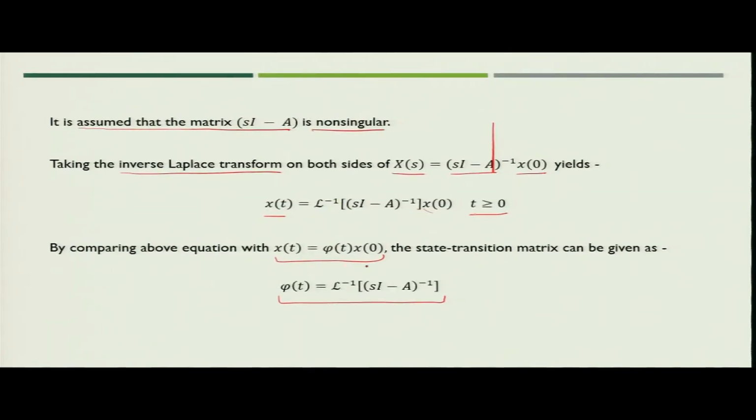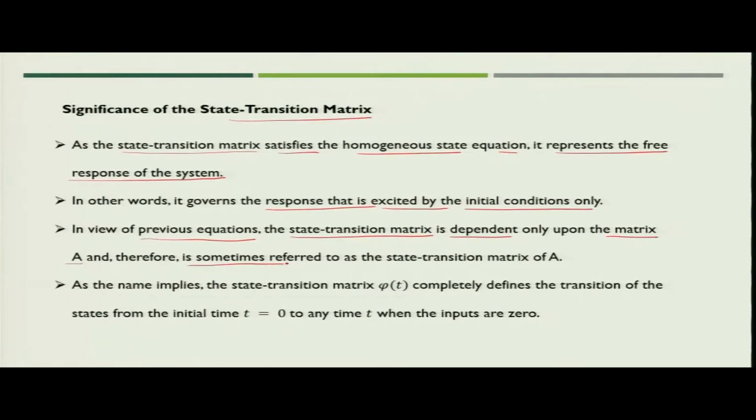So, if you see this, the state transition matrix depends upon the matrix A, that is why sometimes it is referred to as the state transition matrix of A. Now, as the name implies, the state transition matrix completely defines the transition of the state from the initial time t = 0 to any time t when the inputs are 0. This is one of the most important properties of the state transition matrix, because with the help of this we can completely find the value of x at any time t, given the initial state, that is the state at time t = 0.